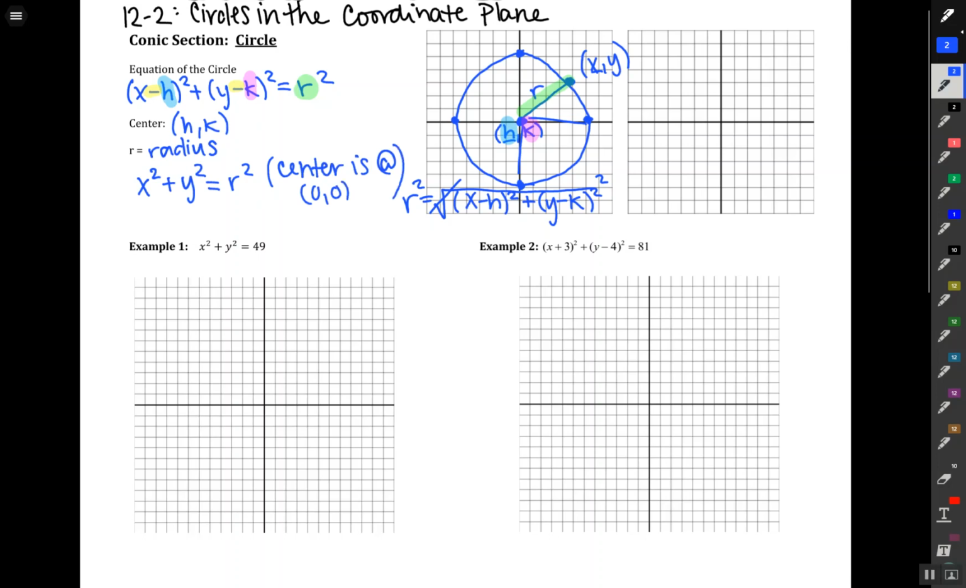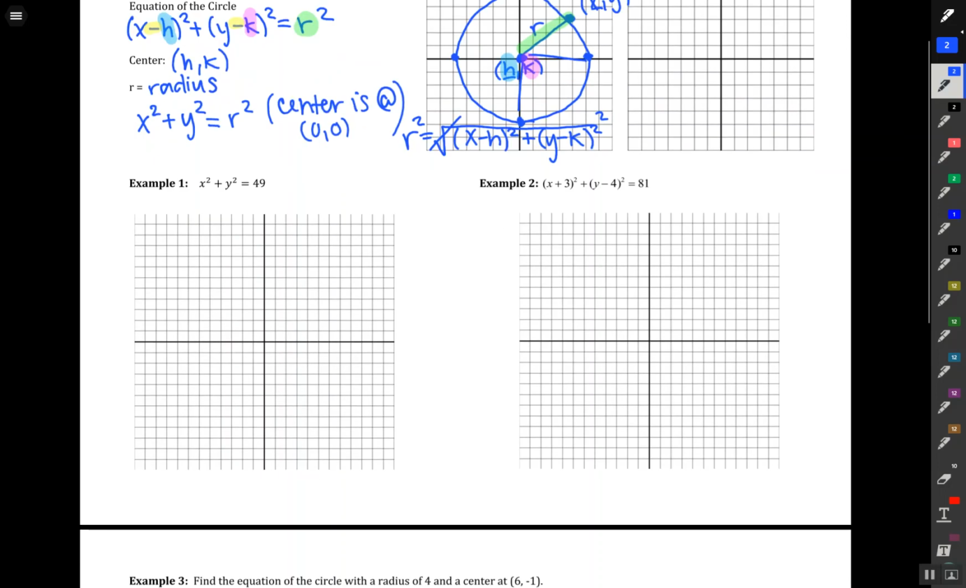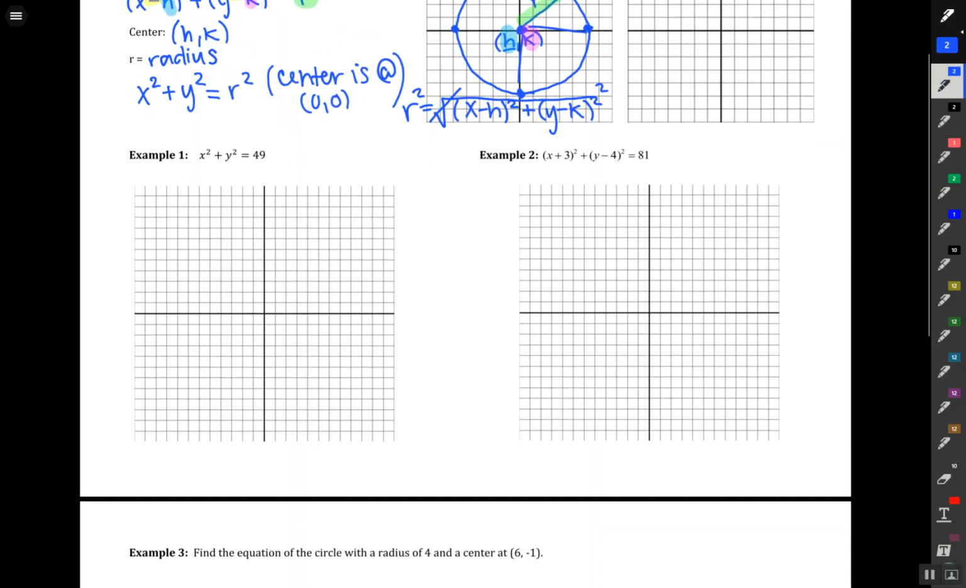Okay, let's look at some examples of graphing them. Graphing them is pretty much what I showed you how to do. You're going to plot the center and then use the radius to get the up, down, left, and right points. Here, our center is (0, 0), the origin, since you don't see anything with the x and the y. I'm going to put a dot there. The radius is not 49. The radius is the square root of 49. This is r squared, so r would have to be 7.